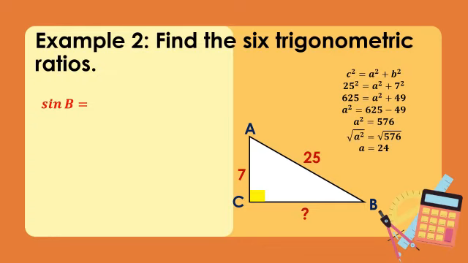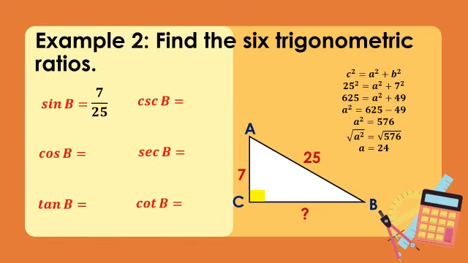So we need to find the 6 trigonometric ratios of angle B. So we have sine B, cosine B, tangent B, cosecant B, secant B, and cotangent B. Let's analyze the right triangle. This is angle B, so this will be our focus. The side opposite of angle B is 7. The side adjacent to angle B is 24. That is the value that we got a while ago. And the hypotenuse is 25.